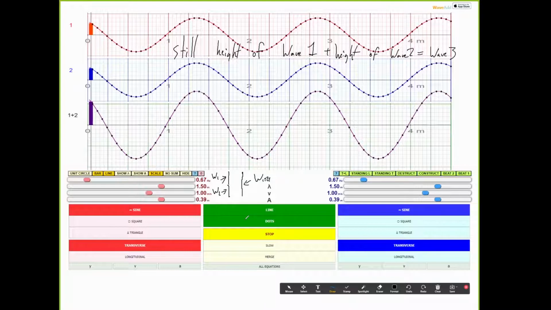So tell me, mathematically speaking, using my visual representation, if I add these two together, does it look like I get the height of the third thing?